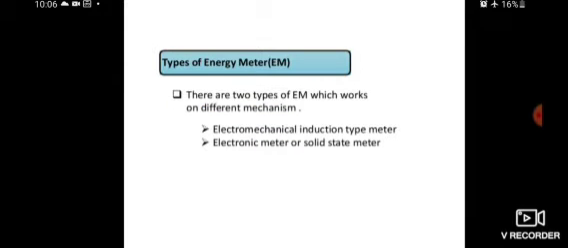Let us see the types of energy meter. There are two types of energy meter which work on different mechanisms. One is the electromechanical induction type meter, and the other is the electronic meter or solid state meter.